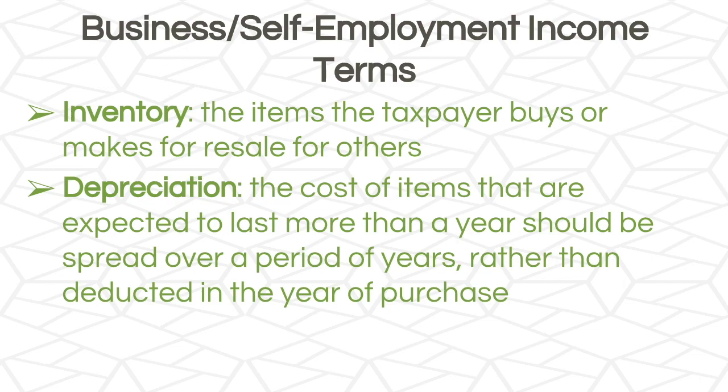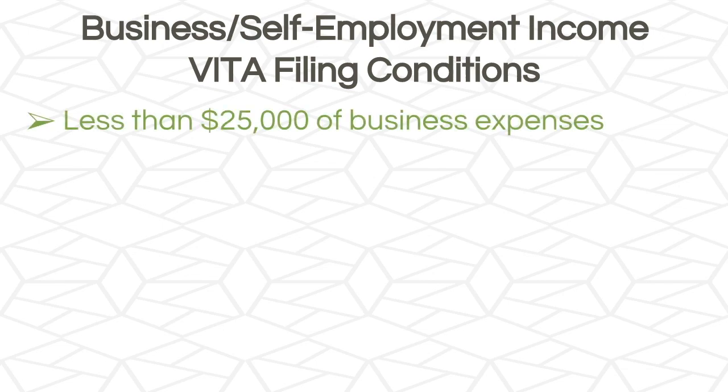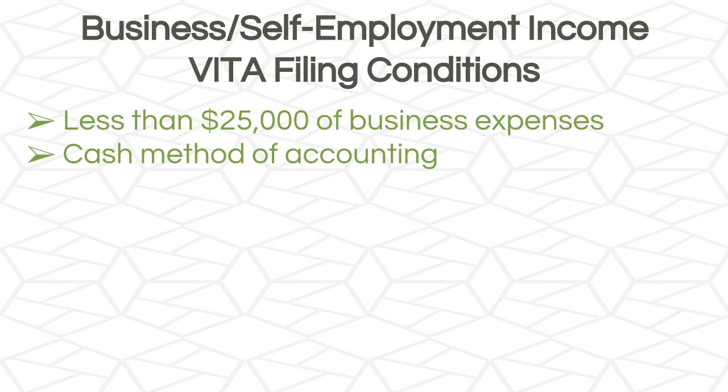So now that we've talked about those terms, let's talk about the VITA filing requirements for people with business or self-employment income. In order for a self-employed person to file with us as a VITA site, they have to have less than $25,000 of business expenses. Note that this is a limit on expenses, not a limit on income. They must use the cash method of accounting.